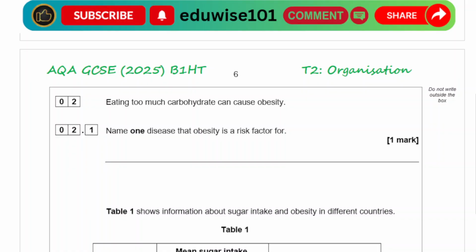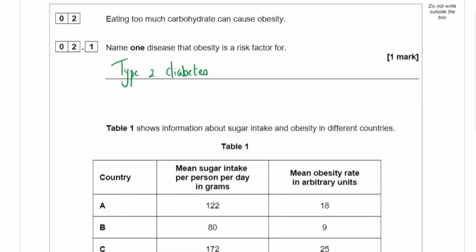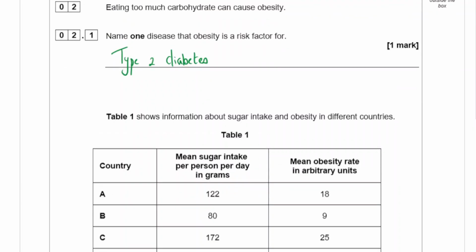That would be type 2 diabetes. Now you could also say high blood pressure or CHD or coronary heart disease, cardiovascular disease, you could say stroke or heart attack, arthritis, cancer, sleep apnea, liver disease, or any of them will be fine as well. But the easiest to remember is type 2 diabetes. There is a risk of getting it, it doesn't mean that they will definitely get it.